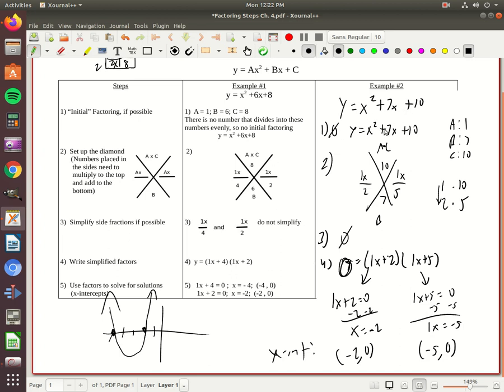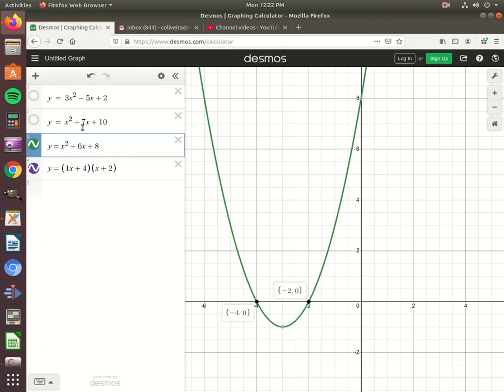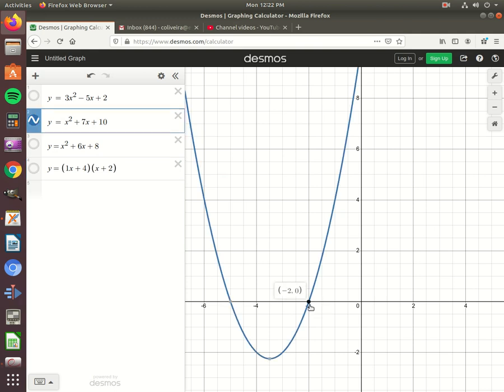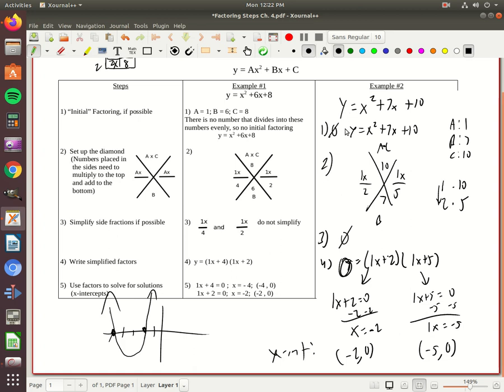If I graph y equals x squared plus 7x plus 10, it crosses at negative 2, 0, and it crosses at negative 5, 0. So just what we expected to see. We should be pretty pleased about that. So this 5-step process allowed me to get my x-intercepts.